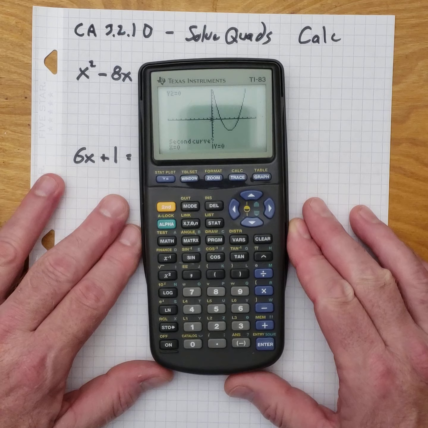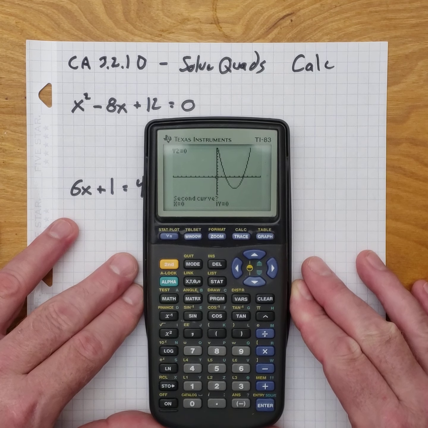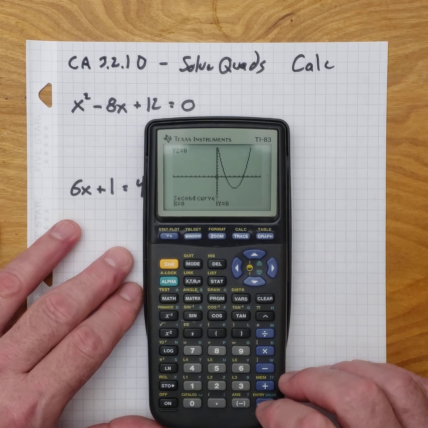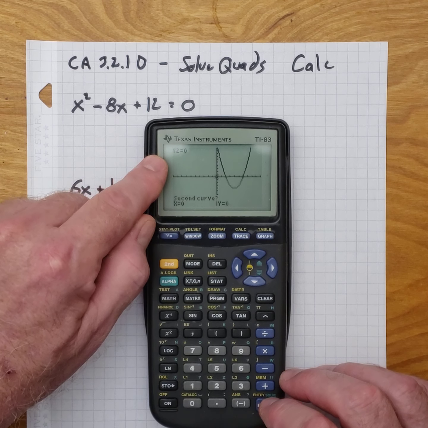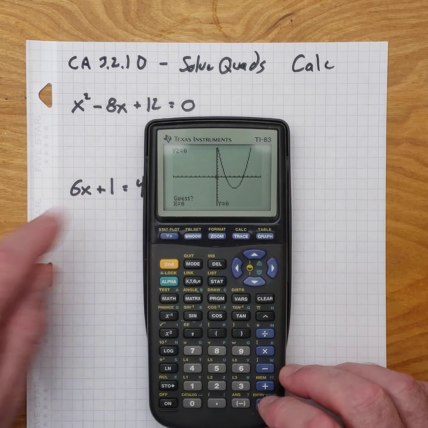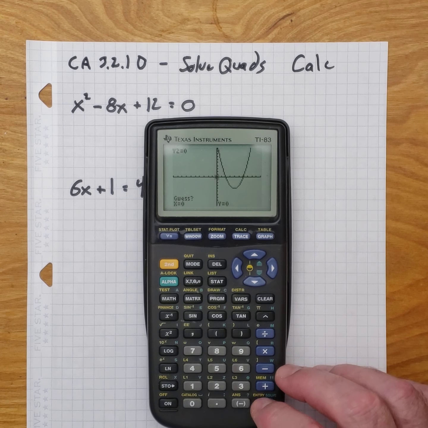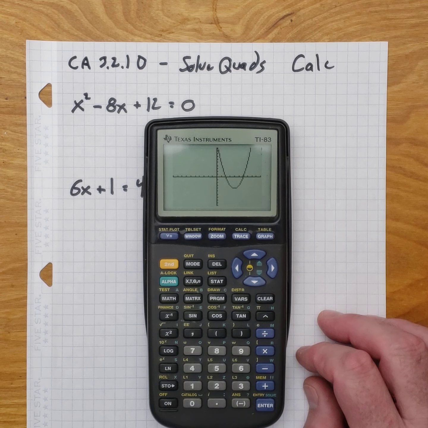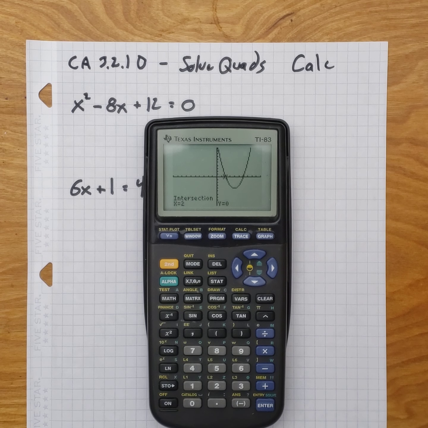Then it's asking us what the second one is. Sorry, trying to keep this in the shadow, but you can't see all of the buttons. I'm just hitting enter down here again because it's got our second curve. And then it's asking us to guess. We're not going to do that this time. We're just going to hit enter a third time. And it's going to search for where these two things intersect.